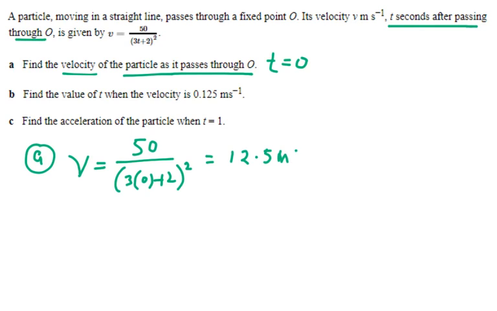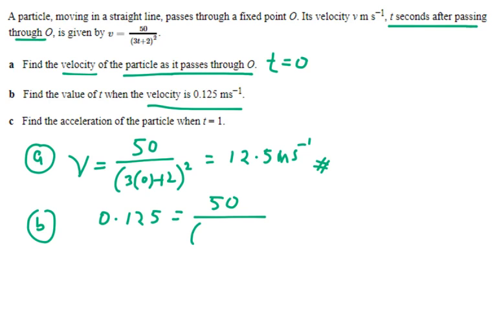12.5 meters per second. Moving on to the next part: find the value of t when the velocity is equal to 0.125. So when the velocity is equal to 0.125, you have 0.125 equal to 50 divided by (3t + 2) to the power of 2.